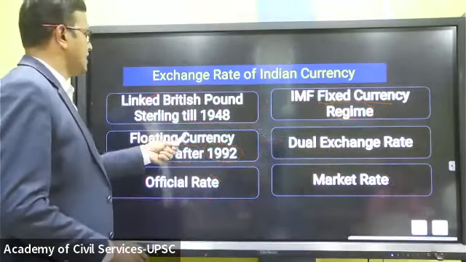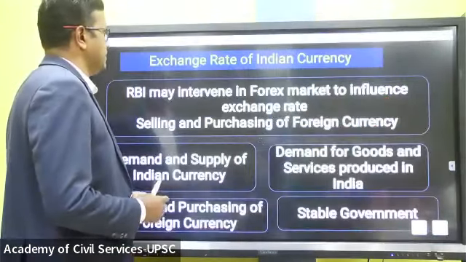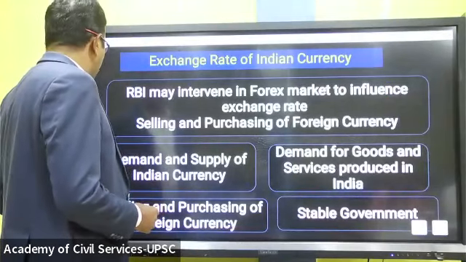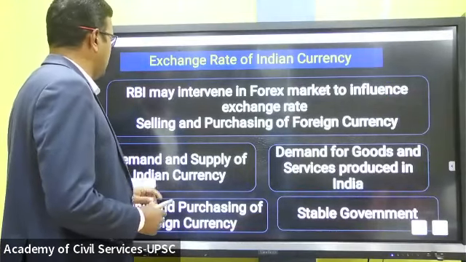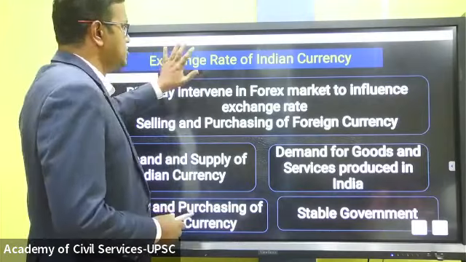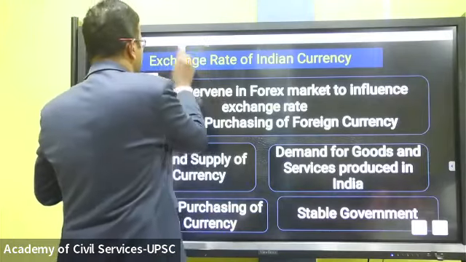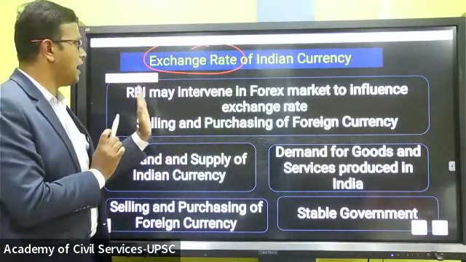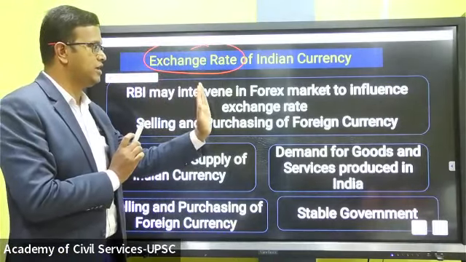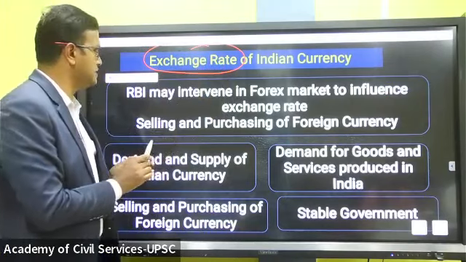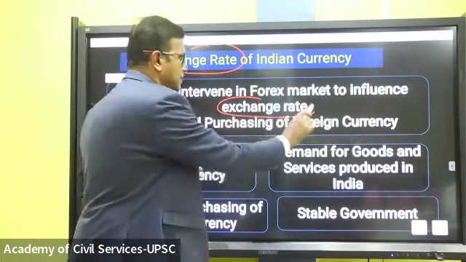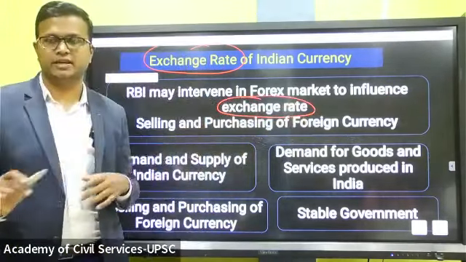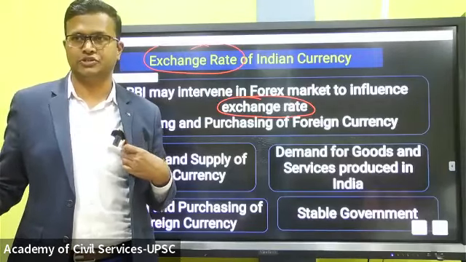Looking further into the exchange rate of Indian currency, what does RBI do for managing the exchange rate of Indian currency? RBI may intervene in the forex market to influence the exchange rate. How does RBI intervene in the market to influence the exchange rate?